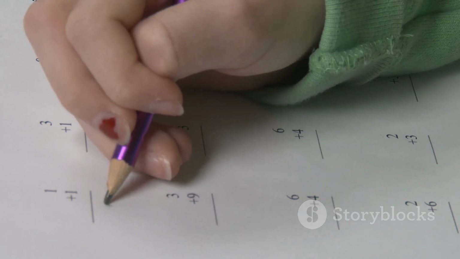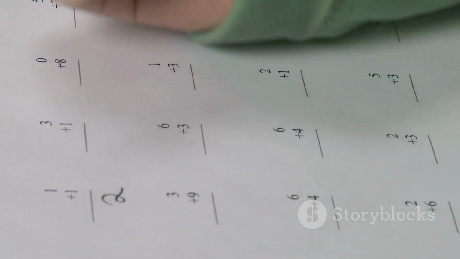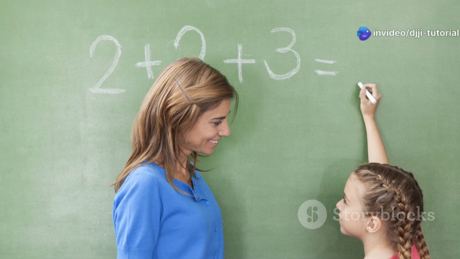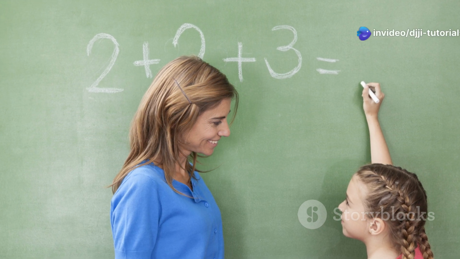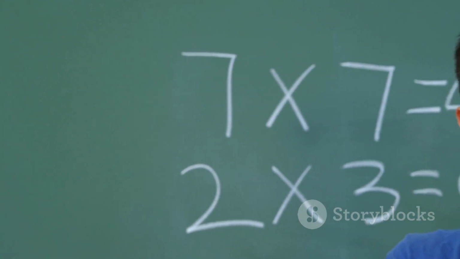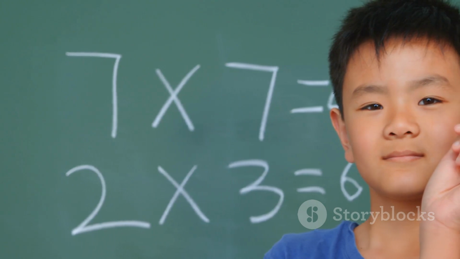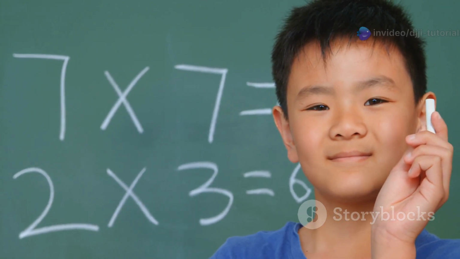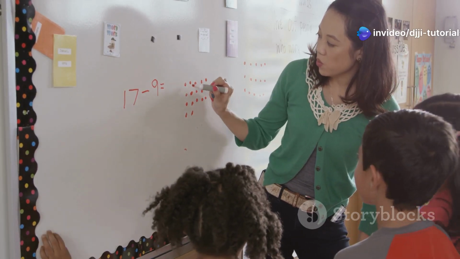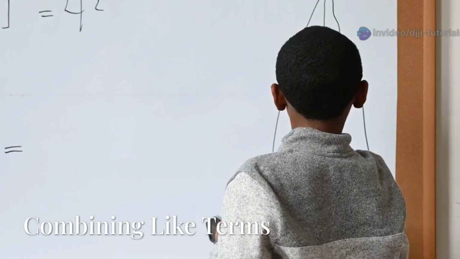Next, let's talk about the order of operations, often remembered by the acronym PEMDAS or BODMAS. P stands for parentheses or brackets. Simplify expressions within parentheses first. E stands for exponents or order. Simplify any exponents. M stands for multiplication or division. Perform multiplication and division from left to right. A stands for addition or subtraction. Finally, perform addition and subtraction from left to right.